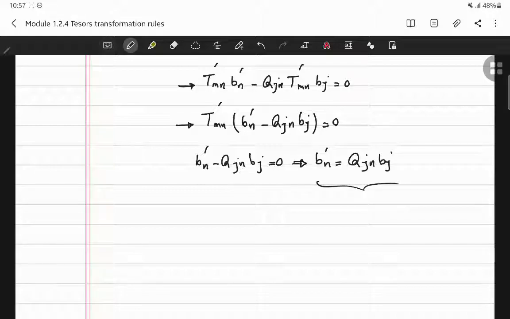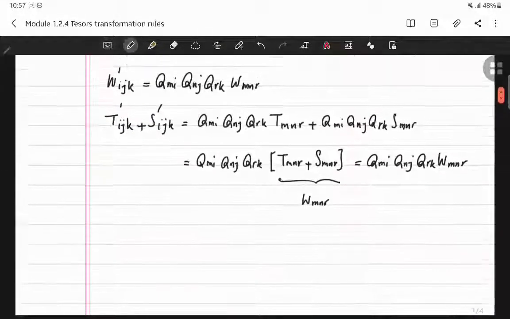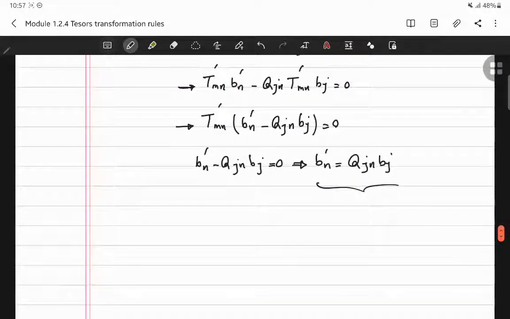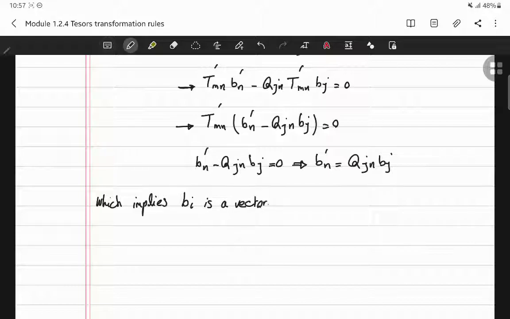So this is nothing but a first order or a vector transformation. Again, I bring your attention to here. So this shows that bi or bj or b is basically a vector, which implies bi is a vector, or bj or whatever, because it is a transformation of a vector. So it is just a first order tensor which is transformed into another coordinate. So it is a vector.